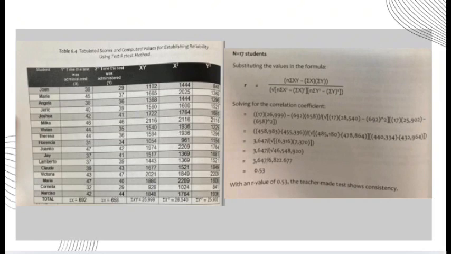So we need to multiply the 17 times 28,540. So the result is 485,180. And then multiply the 692 by itself. So the result is 478,864. Next is multiply the 17 times 25,902. It is equal to 440,334. Next is multiply the 658 times 658, which is 432,964.